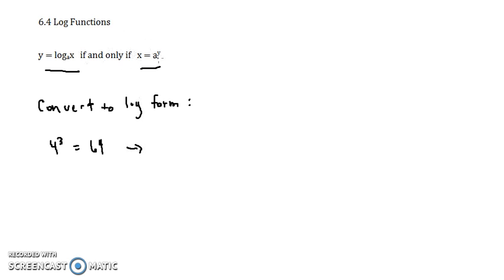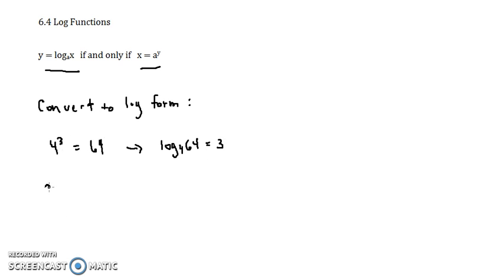So this is pure memorization. The base of the exponential matches the base of the log, and the logarithm is equal to the exponent. So the base is 4, so we've got log base 4, and the logarithm is going to be equal to the exponent. So we've got log base 4 of 64 is equal to the exponent 3. Okay, so base matches base, and log is equal to the exponent.